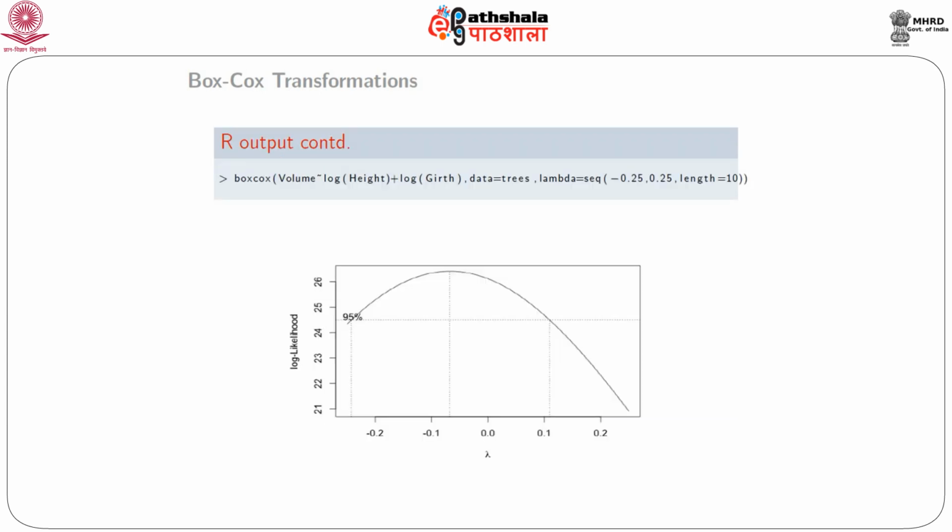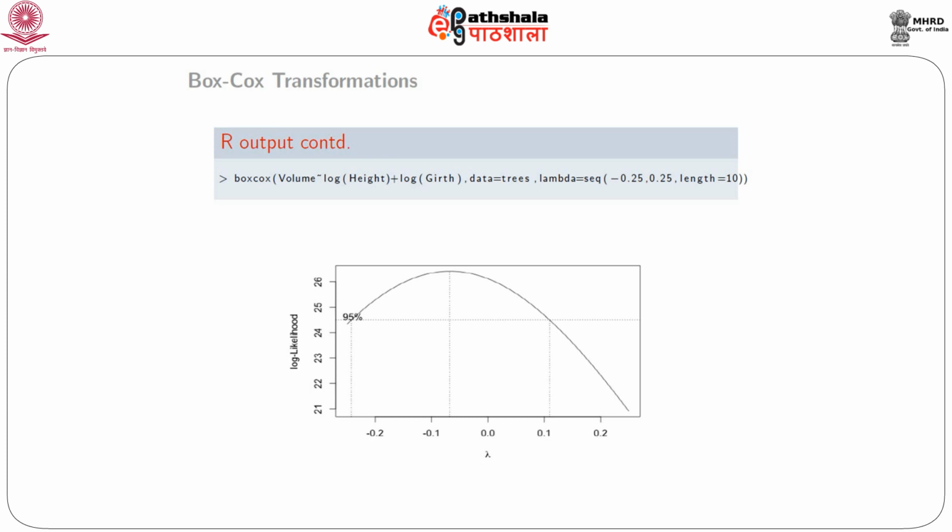So, here we can see that using the boxcox function in R, which is present in the package MASS, I have fitted the model with dependent variable volume regressed on log of height and log of girth, and I have provided a sequence of lambda values which lie between minus 0.25 and plus 0.25, with a sequence length of 10. So, for each of these lambda values, we transform the data using that particular value of lambda and we obtain the log likelihood.